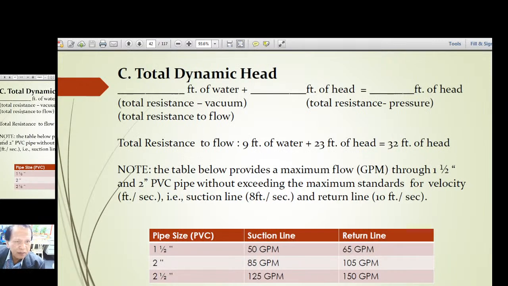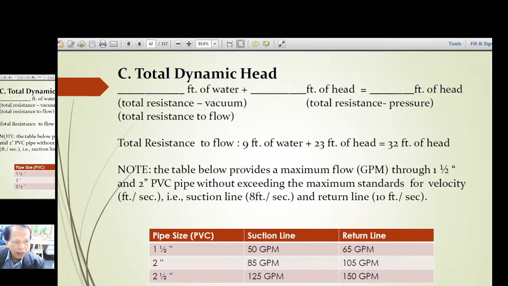Total dynamic head is total resistance vacuum plus total resistance pressure equals total resistance to flow, or blank feet of water plus blank feet of head is equal to blank feet of total head. Total resistance to flow is 9 feet of water plus 23 feet of head equals 32 feet of head.